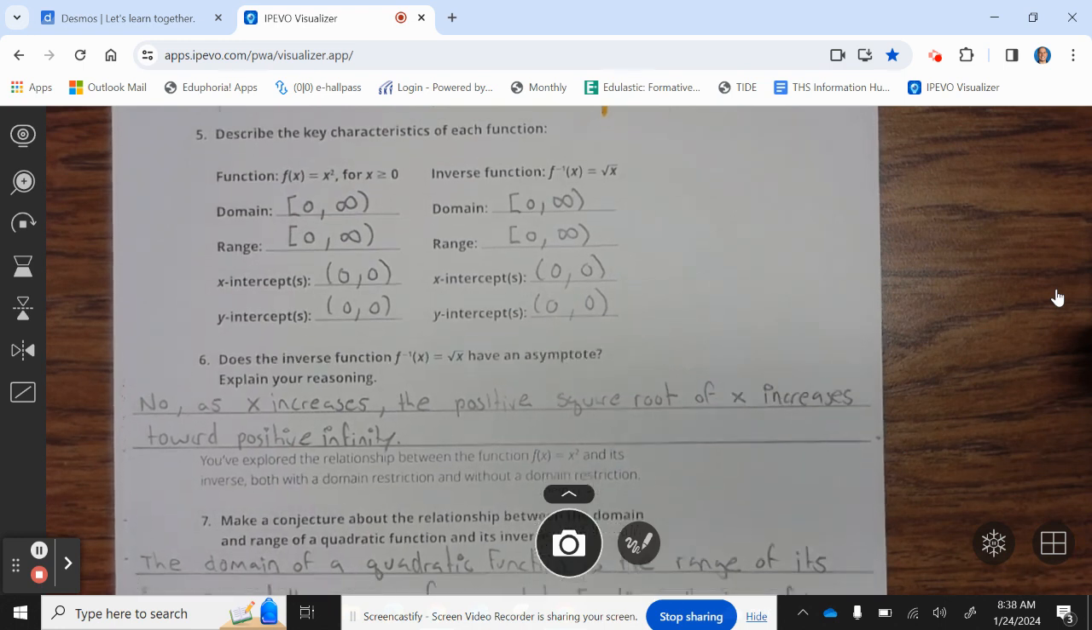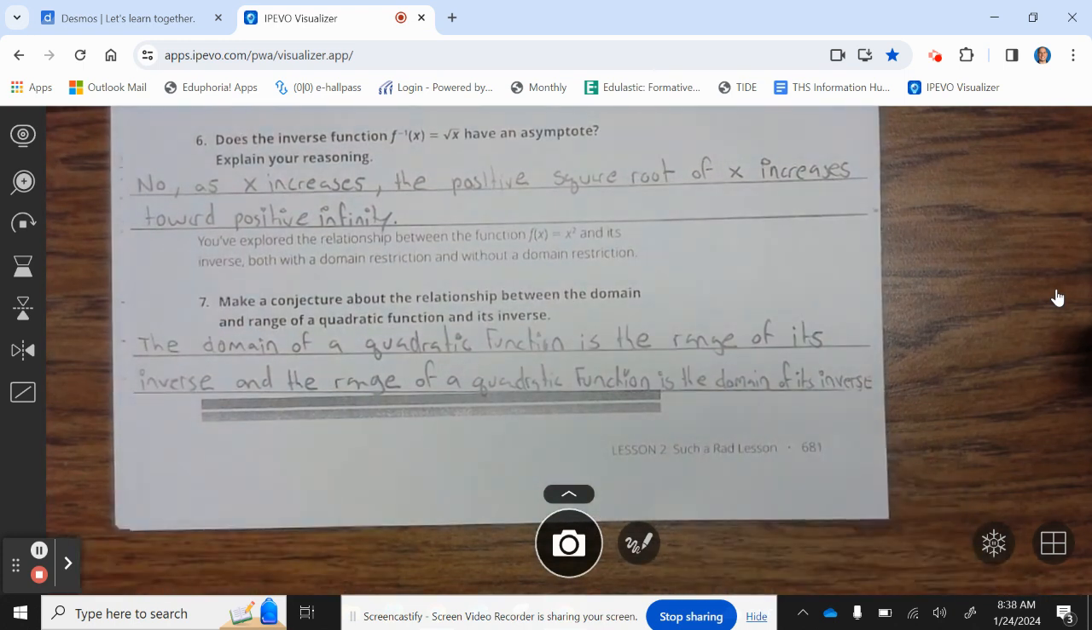All right, let's take a look at number 6. Does the inverse function f inverse of x equals square root of x have an asymptote? Explain the reasoning. No. As x increases, the positive square root of x increases towards positive infinity. 7. Make a conjecture about the relationship between the domain and range of a quadratic function and its inverse. The domain of a quadratic function is the range of its inverse, and the range of a quadratic function is the domain of its inverse. All right, go ahead and finish it up.